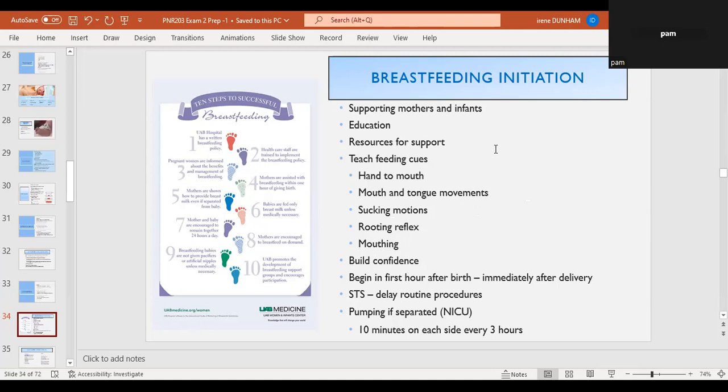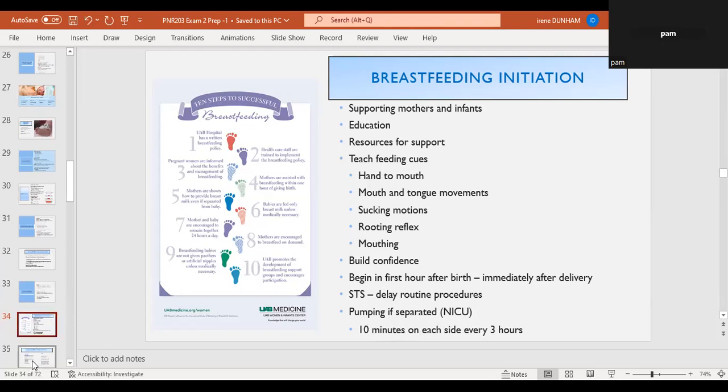And in your book, you have really good pictures of that. And the reason why is because you don't want that baby just to hold on to the nipple, because mom can get sore nipples. Sore nipples get infected and can cause mastitis. Okay, so if the baby has to go to NICU, maybe as a premature baby, mom can pump, and mom pumps 10 minutes on each side every 3 hours.